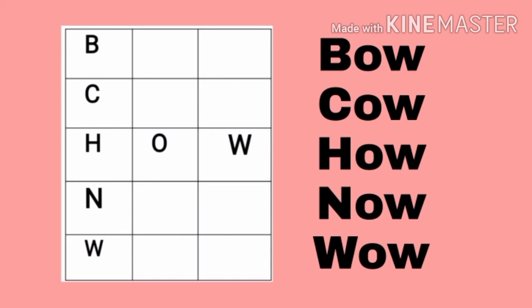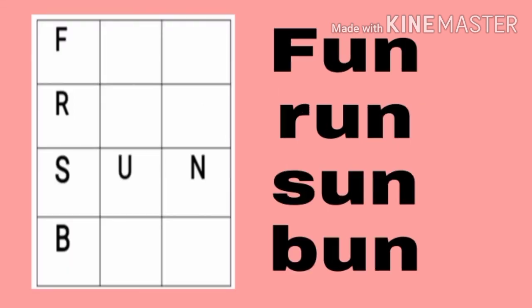Which word is made from HOW? How. N phonic sound is na, and we are going to add OW, ow. So na plus ow, so now. NOW, now. And the last letter in the box is W. W's phonic sound is W, and OW, ow. So student, WOW, wow. The last vowel is U, and we are going to make words from the U sound.